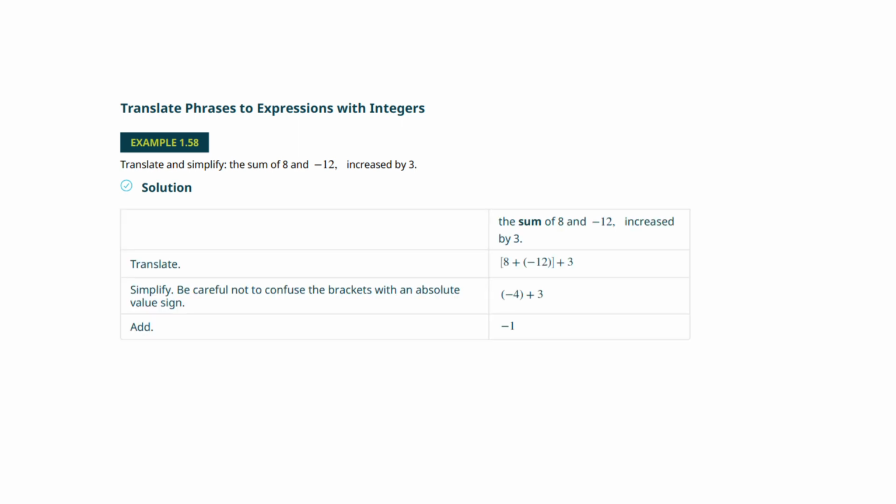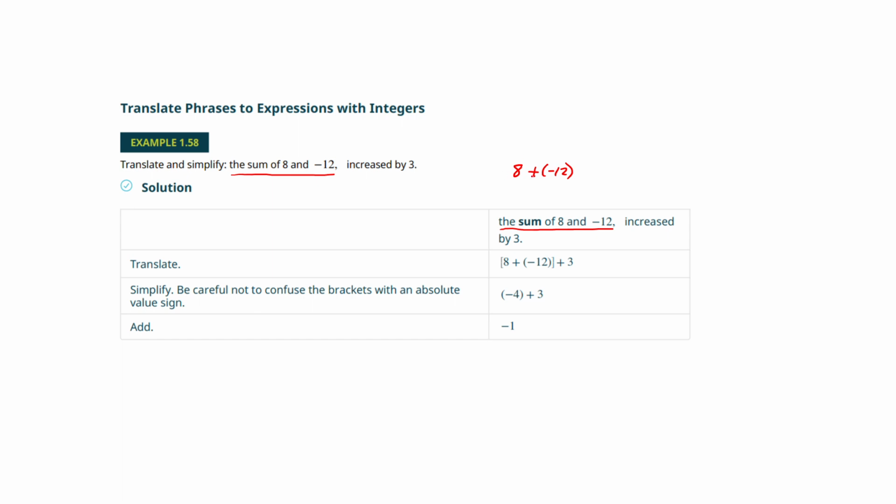So we're going to translate one word at a time. The first thing I want to do is the sum of 8 and negative 12. I'm going to put that in parentheses to clarify that it's a negative 12. So I'm now summing those two things up. Now the comma is telling me that whatever we get for this, we're going to do something else to it.